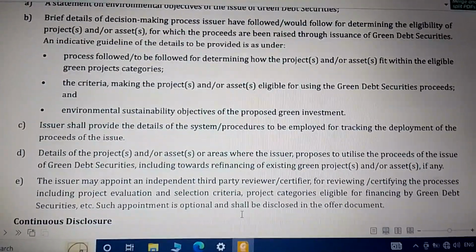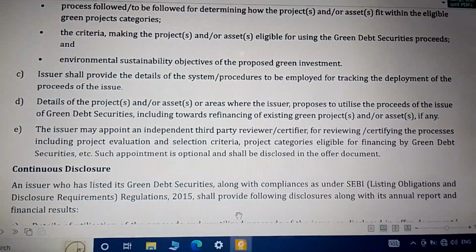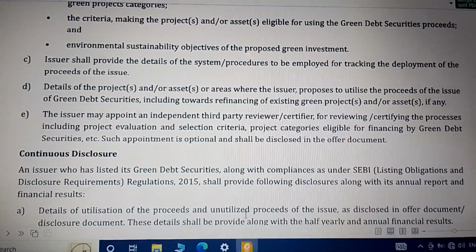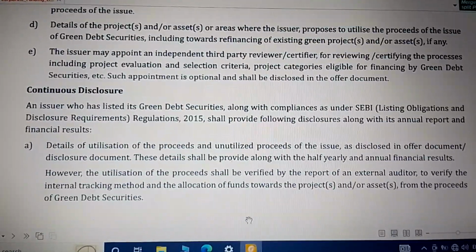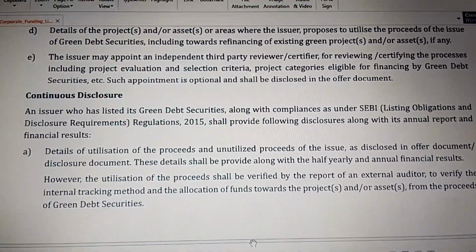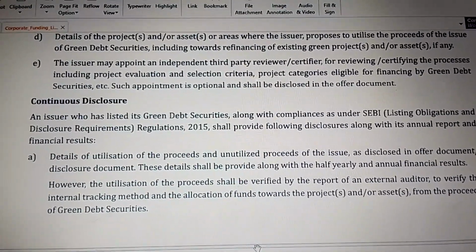E. The issuer may appoint an independent third-party reviewer or certifier for certifying the processes, including the project evaluation and selection criteria, and the project categories eligible for the financing through green debt securities. Such an appointment is optional and shall be disclosed in the offer document.